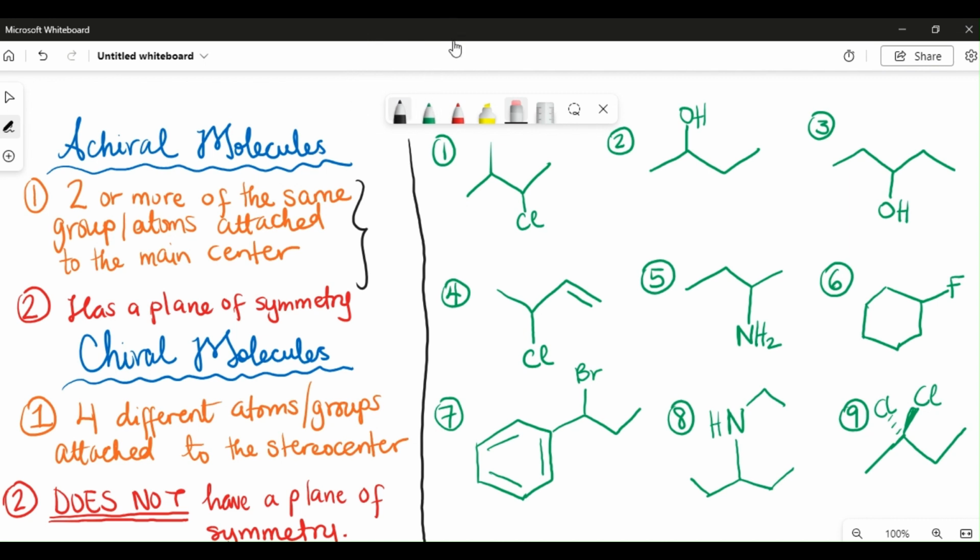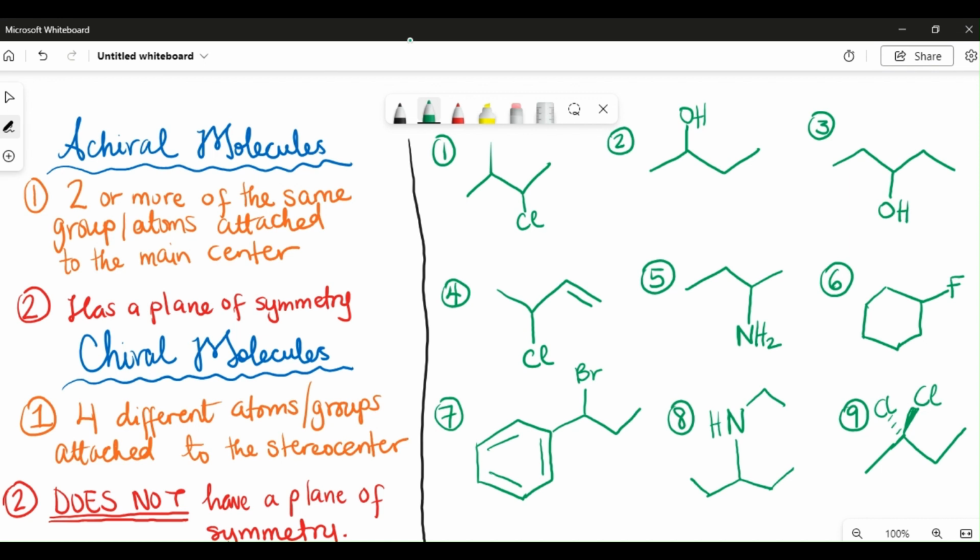Now, the second thing is you also have to check if the molecule has a plane of symmetry, because molecules that have a plane of symmetry, or a line that basically bisects a molecule in such a way that both sides separated by that plane are mirror images of one another, that is a plane of symmetry. And I'm going to show you guys when we start doing the problems.